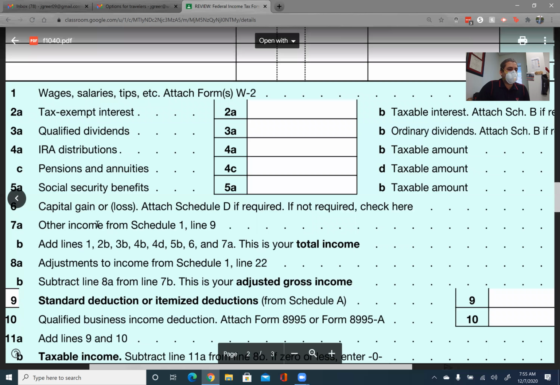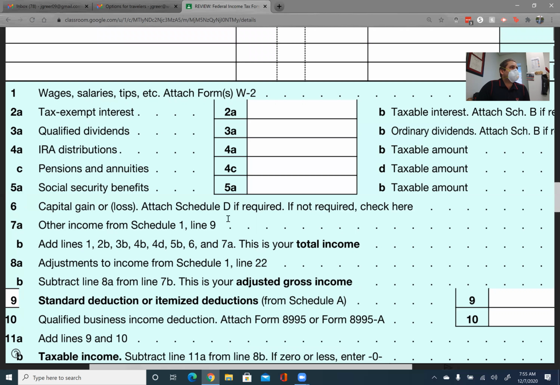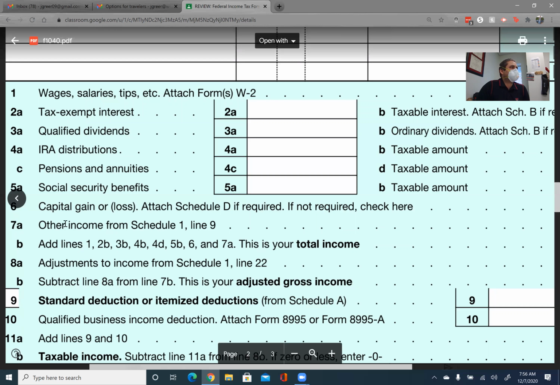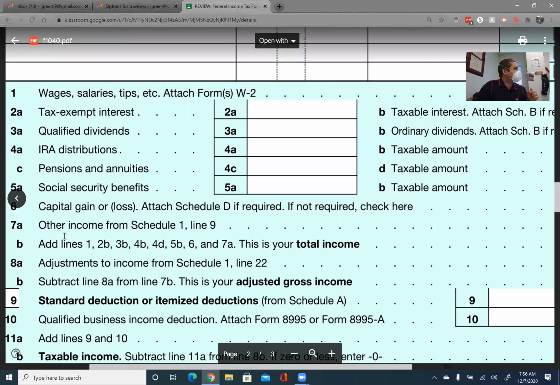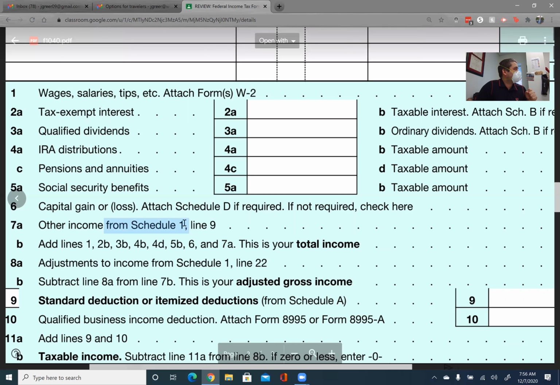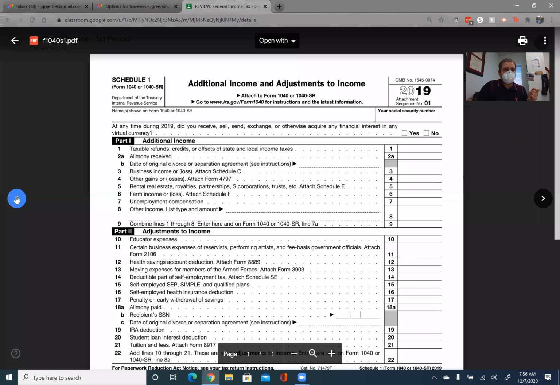Now here it says other income from Schedule 1. So where do we go next? Where does line 7 tell us to go? Ordinary dividends, that was on Schedule B, and so we've already accounted for it up here in line 2 and 3. But where does line 7 tell us to go? What schedule do we need to go to next? Schedule 1. All right, so since we haven't taken a look at Schedule 1 yet, let's take a look at it.